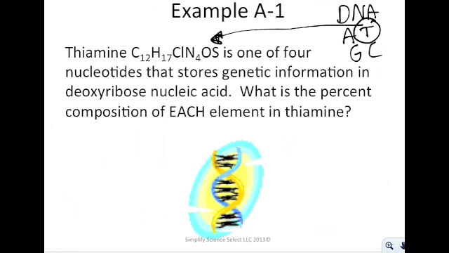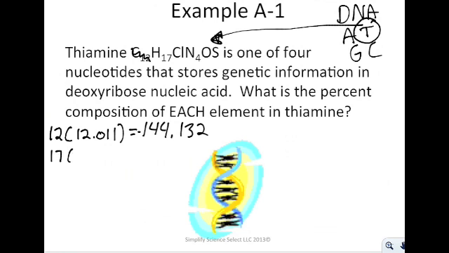We say we have 12.011 atomic mass units, and we have 12 of them. So that right there is 144.132. Okay, so carbon is taken care of. Next, we look at hydrogen. Hydrogen is 17, and the atomic mass of hydrogen is 1.008. Multiply that out, and you get 17.136. Next, you have chlorine, and you have one chlorine at 35.45.